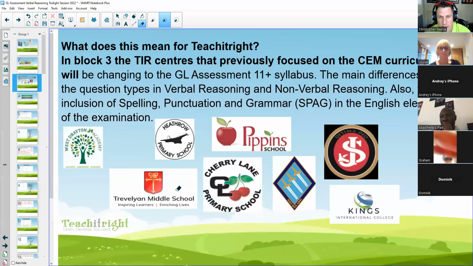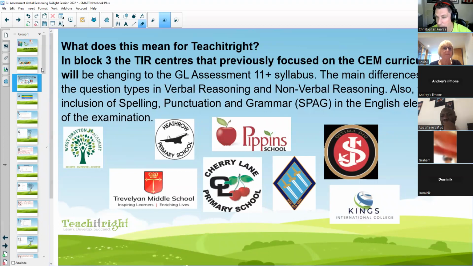So all our centres, and these are some of the logos of some of the centres we work in, have all moved to a GL Assessment syllabus. And the main difference in the question types comes in verbal reasoning and non-verbal reasoning, but also the inclusion of spelling, punctuation and grammar. And I will just announce now that in the next couple of weeks, we will be doing an English parent workshop. And I'm very fortunate to have Louise with me on that one as well, because her expertise also spans very much into comprehension skills and how to build children's spelling, punctuation and grammar skills up. So we look forward to doing that together as well.